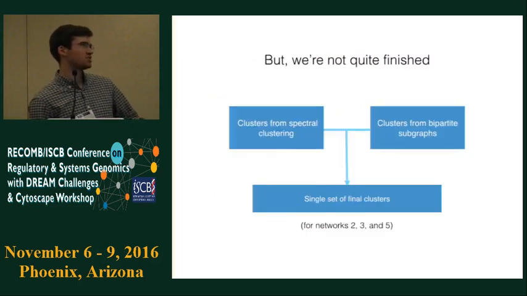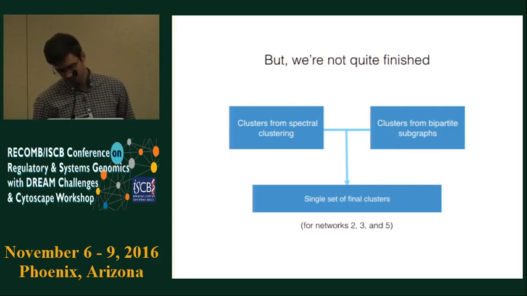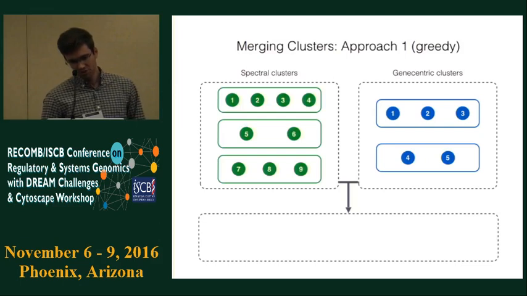So now we have these two sets of clusters. We have the clusters that we derived from these BPM motifs, and we have clusters that we got from spectral clustering. How do we merge them? We need a single set of final non-overlapping clusters. So we tried two approaches for doing that.